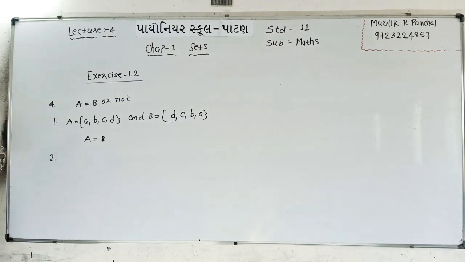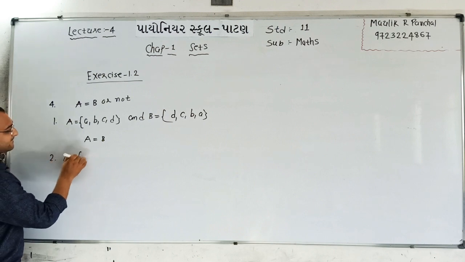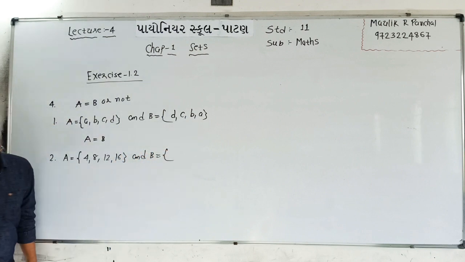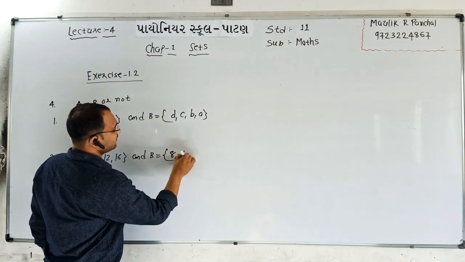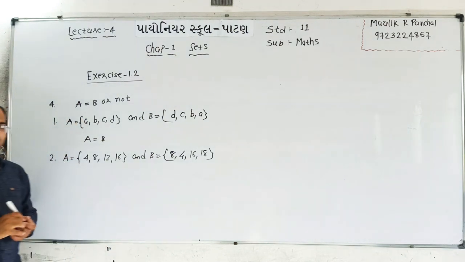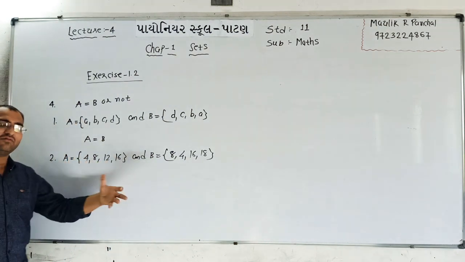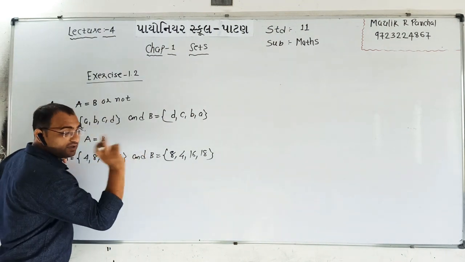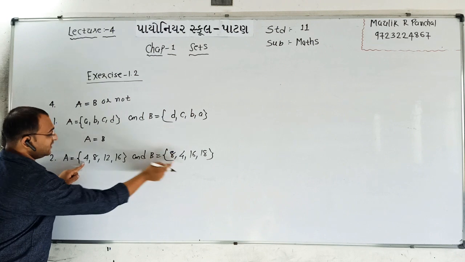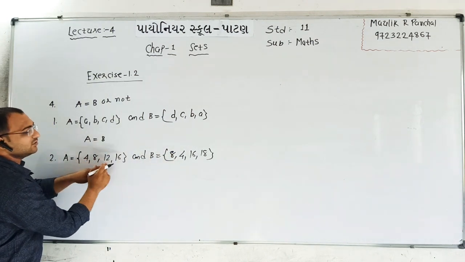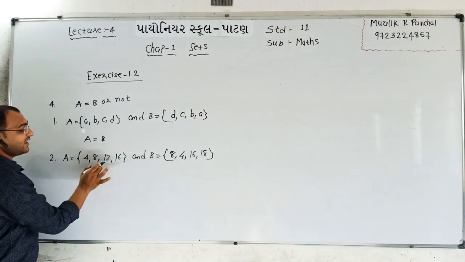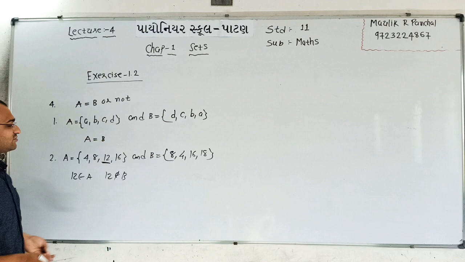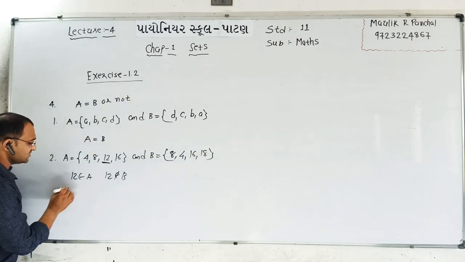Second, A equals and B equals. We find whether A equals B or A does not equal B. 4, 8, 12, 16 are members of A, but the members of B are 8, 4, 16, 18. 4 is in both, 8 is in both, 12 is not in both, because 12 belongs to A but 12 does not belong to B. That means all the members of A and B are not the same. That means A does not equal B.